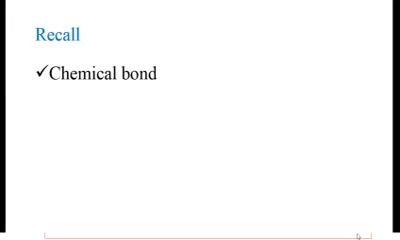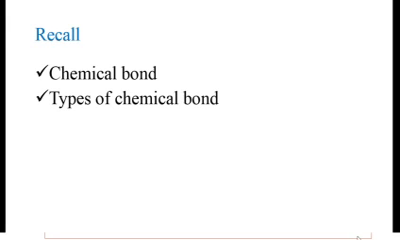The first one is chemical bond. Chemical bond is defined as the force of attraction between the atoms that binds them together as a unit called a molecule. And the next thing is types of chemical bond. Already you know there are different types of chemical bonding possible between atoms which make the molecules. Depending upon the type of the bond, they show different types of characters or properties.